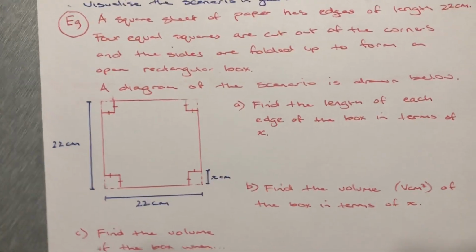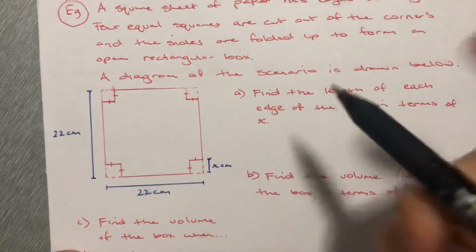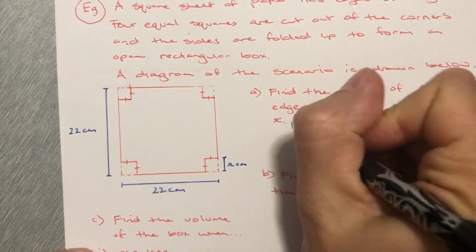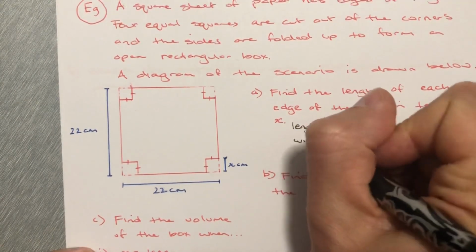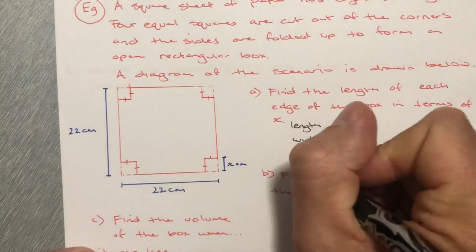All right, so let's kind of separate each of them. So we need length, we need width, and we need height as well.